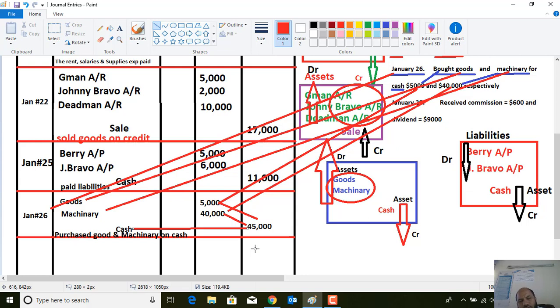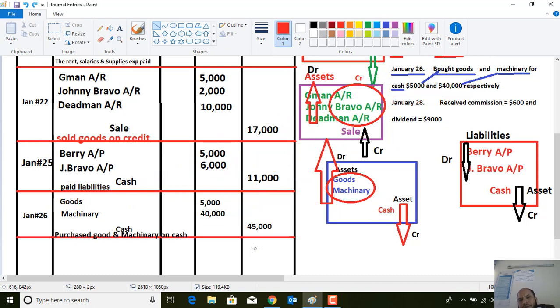So goods and machinery is an asset account. So asset increased within the business, and we record it at the debit column. But cash has decreased within the business, that's why we record it at the credit column. Okay, great.